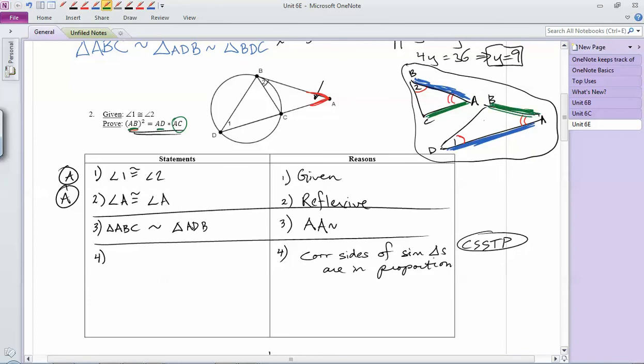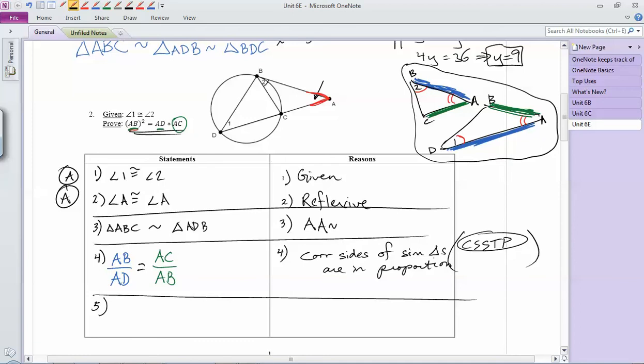So if I set up a proportion, I could go blue, little blue over big blue. So I'll write that down. AB over AD equals little green over big green, AC over AB. Yep, that's right. And my reason is CSSTP, right? That's the reason.